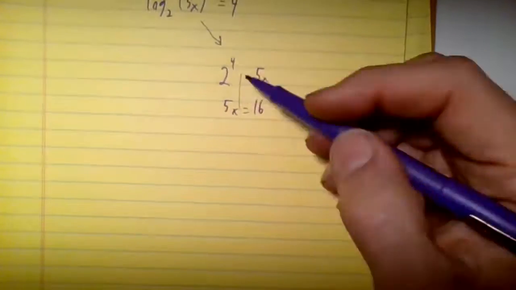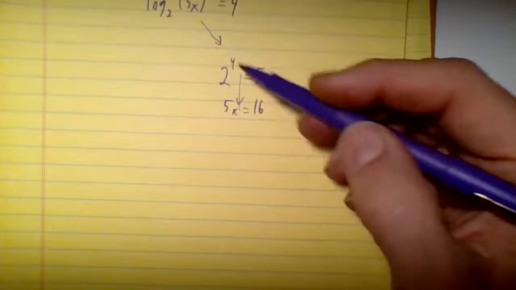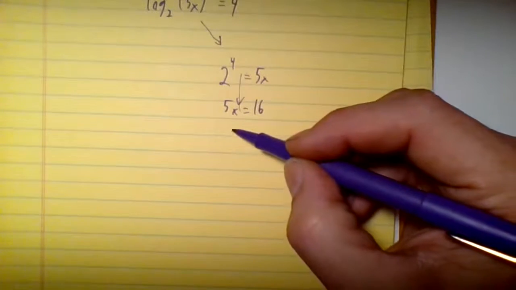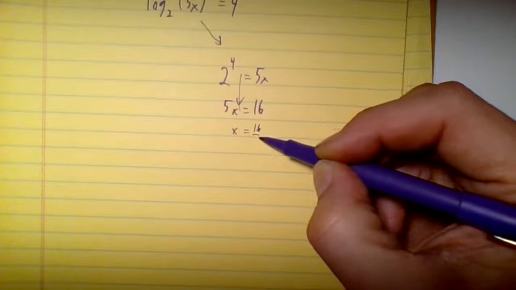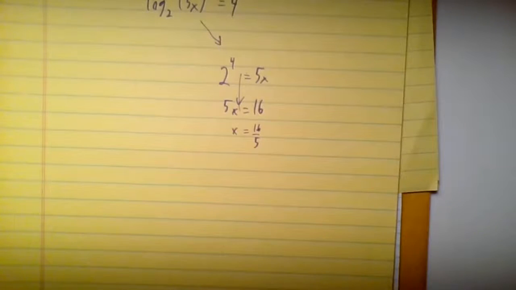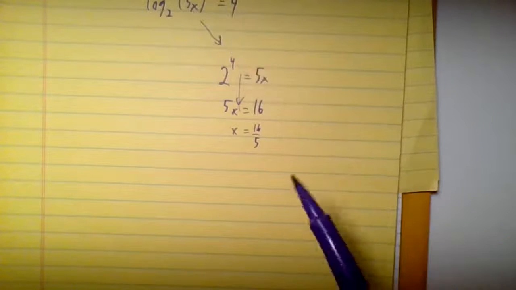Now that switch over there usually does the trick to get the x out where you can solve for it using normal algebra stuff, doing stuff to both sides and working regular equation stuff from there. So x equals 16/5. If you substitute that into the original, that's going to be the solution to that equation.